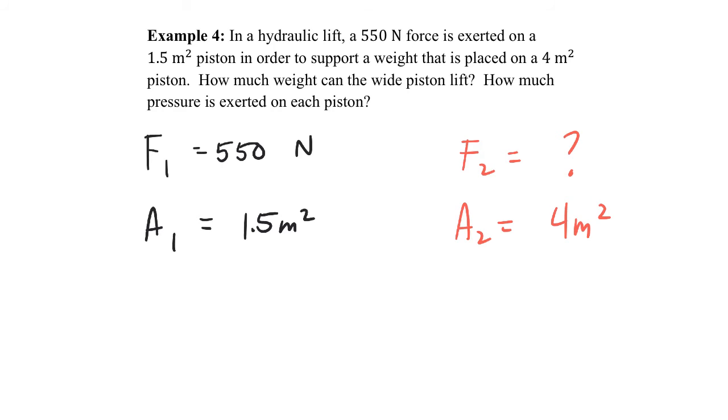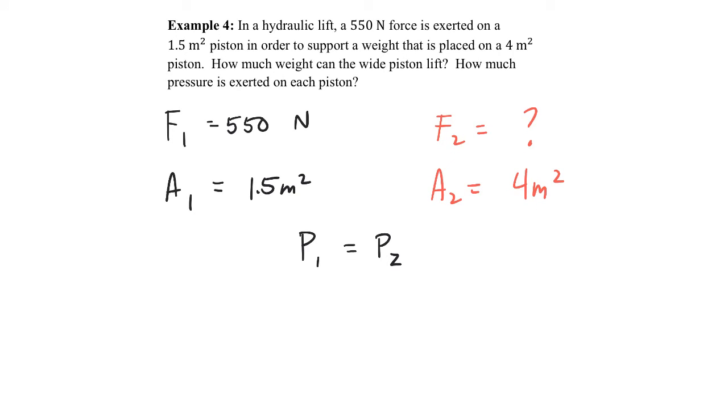We start by saying P1 equals P2, because the pressure transmitted to a fluid is equal throughout. So we start this problem by saying the pressure applied on the first piston will equal the pressure applied on the second piston. Pressure by definition is what? What is pressure defined as? You can use a formula, you can use words to answer the question. Pressure is defined as what? F over A. Force over area.